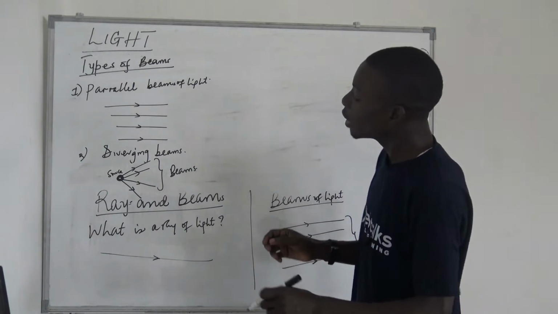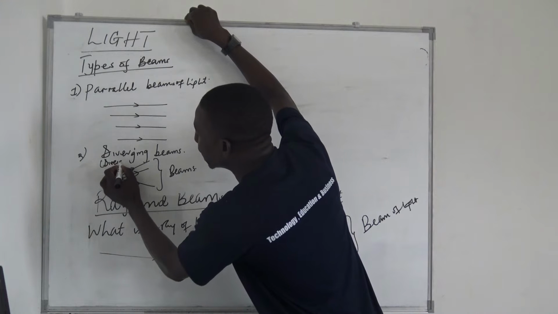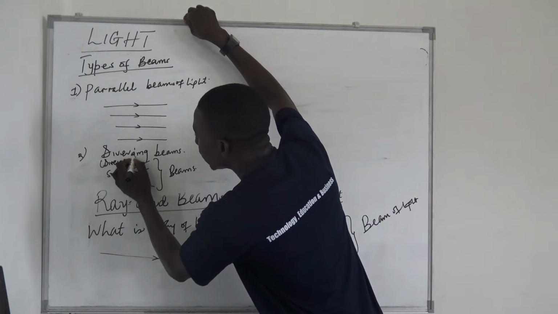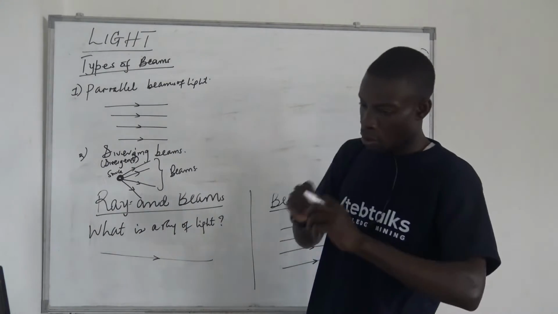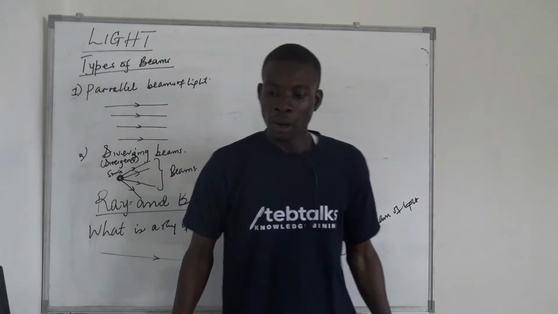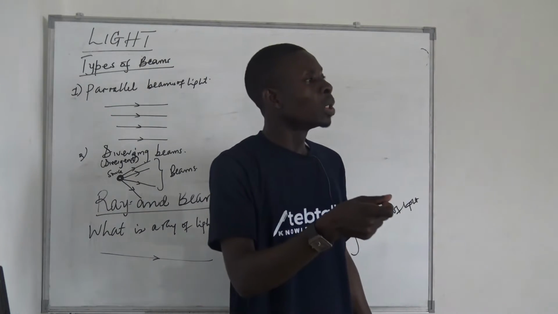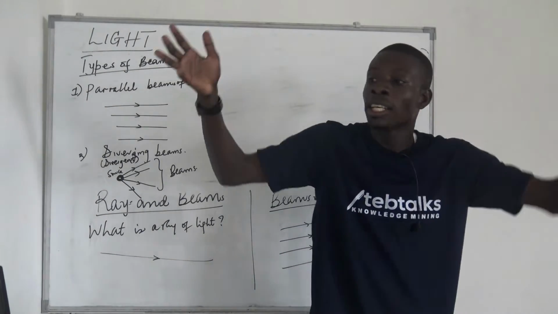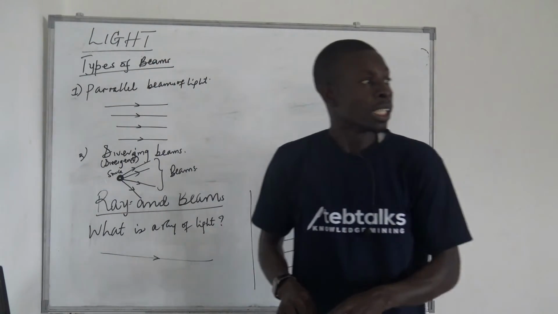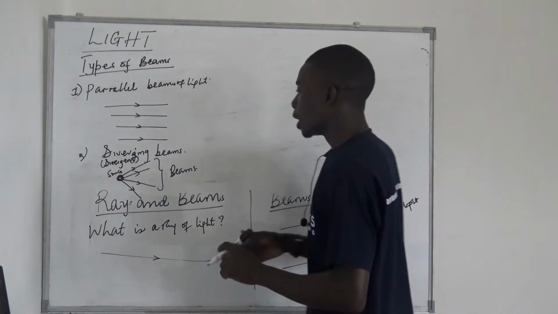You can call it diverging, or you can even call it divergent. Divergent beams of light move away from a common point. For example, light from a torch or from a bulb also moves out, spreading. That one is also what we are calling divergent beams of light.